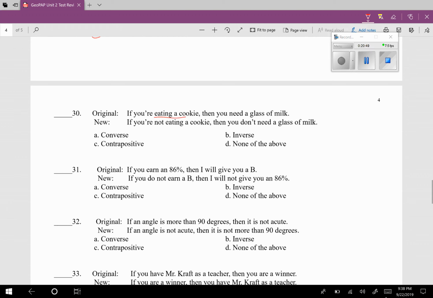Okay, if you're eating a cookie, then you need a glass of milk. If you're not eating a cookie, so that's P again, but it's negated, then you don't need a glass of milk. That's not Q. So not P, not Q, inverse.